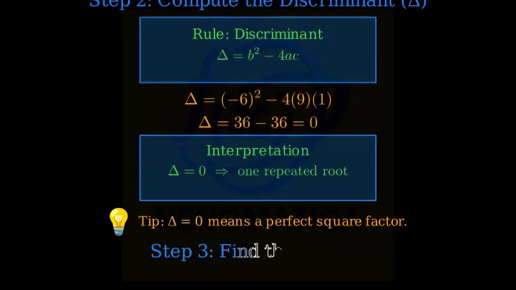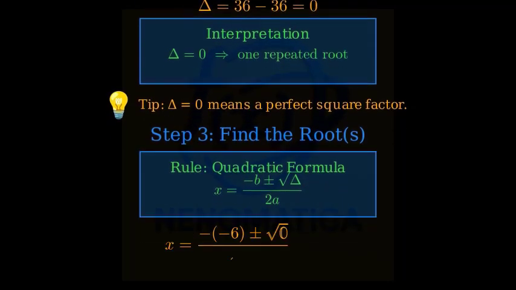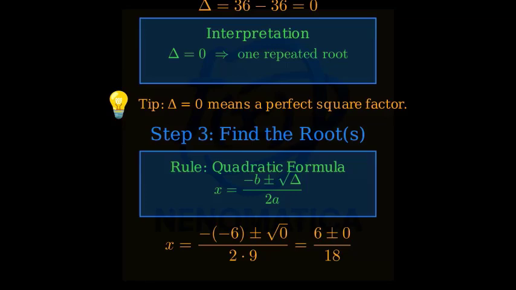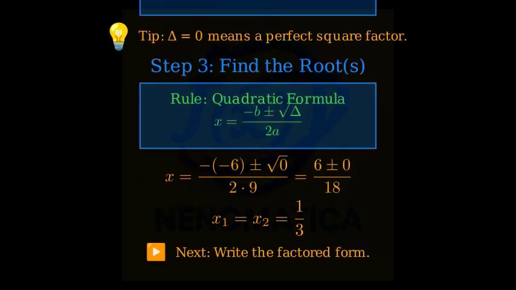Step 3. Find the root using the quadratic formula. x equals negative b plus or minus the square root of delta, all over 2a. With delta equals 0, x equals negative (negative 6) plus or minus 0 over 18. That gives x equals 6 over 18, or 1/3. Because delta equals 0, both x1 and x2 equal 1/3.